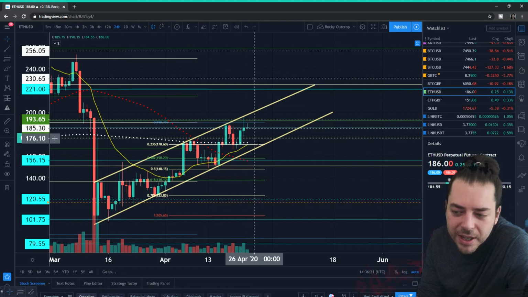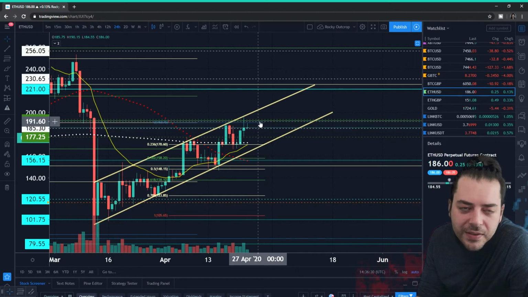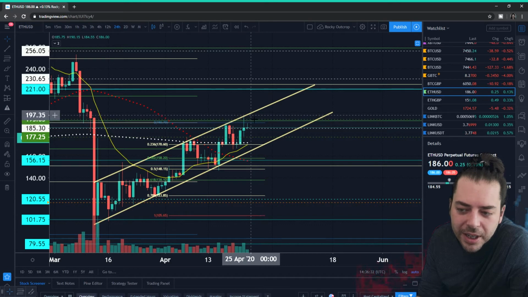What do we have below us acting as support if we need it to? 177, we saw that working out yesterday, is an area for us, and 185 really is the current question mark line for us as well. If we can remain above this line in the face of that potential divergence and whatnot playing out, that would all be good.